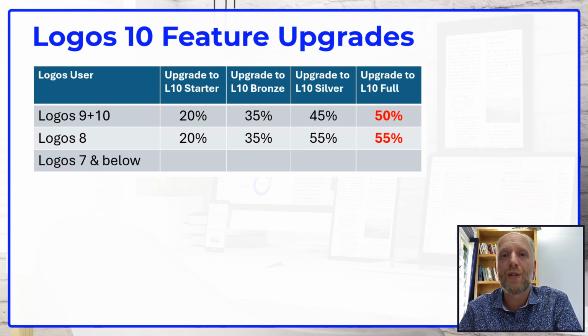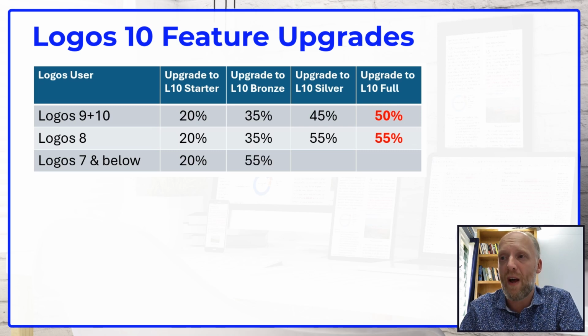Now, if you're a Logos 7 owner or lower, you are really the lucky one, and your waiting will pay off, because you will get 20% off when you upgrade to Logos 10 Starter, but 55% off when you upgrade to Logos 10 Bronze, and even 65% off when you upgrade to Logos 10 Silver or the Full Feature set.